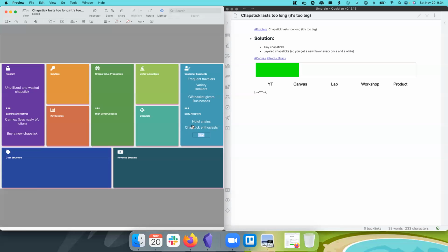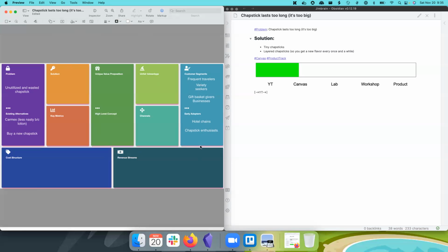Although that might be a chapstick enthusiast. I think it is. I think you're describing a chapstick enthusiast. I'm not a chapstick enthusiast per se, but I'd become one if I could buy lots of small chapsticks. I might become one anyway.